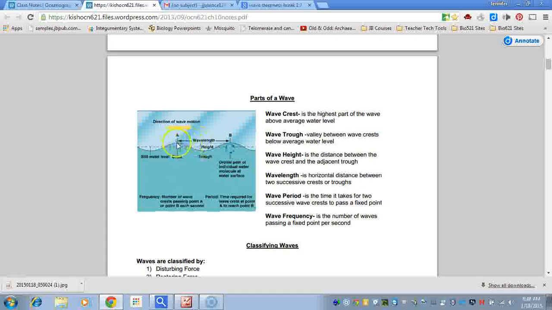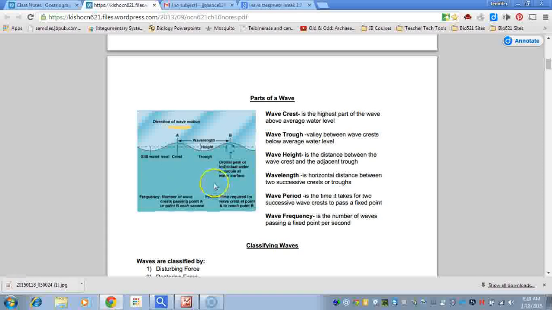Wavelength is the distance between the tops of two crests or between the bottoms of two troughs. Okay, it's the horizontal distance basically between two successive crests or troughs. A wave period is the amount of time, so it's going to be usually in seconds.